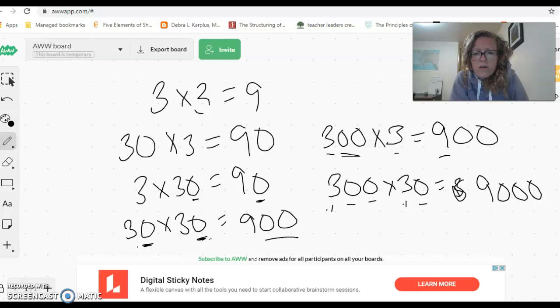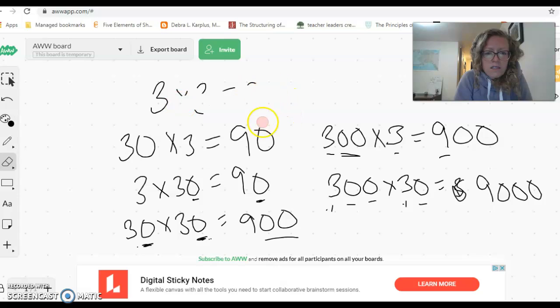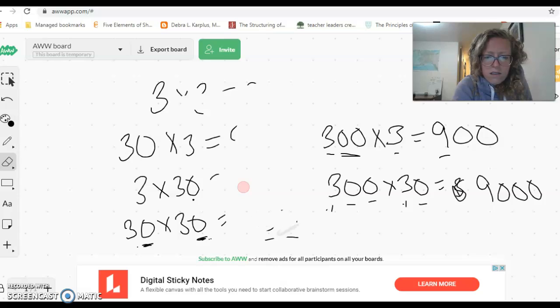Let's check one of these problems just to make sure. So I'm going to go 300 times 3. So that's 300. That's 3 groups of 300. I'm going to erase some of my other work. That's just in my way. Oh man, so much easier. Let's do this. Yes. There we go. Let's get some space in there.